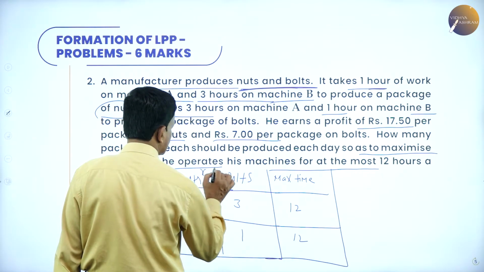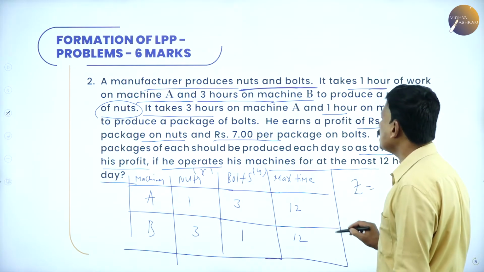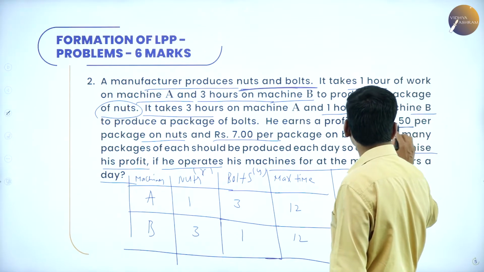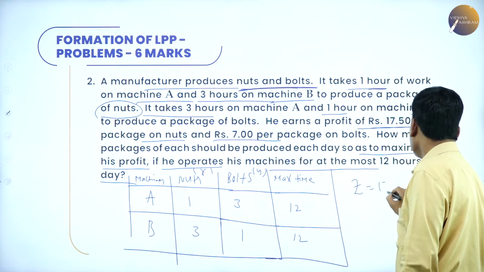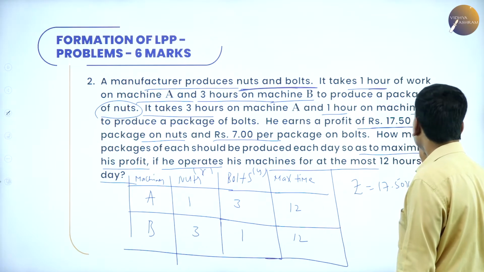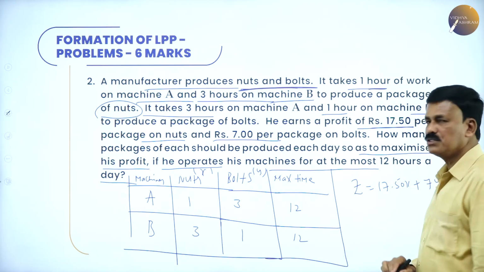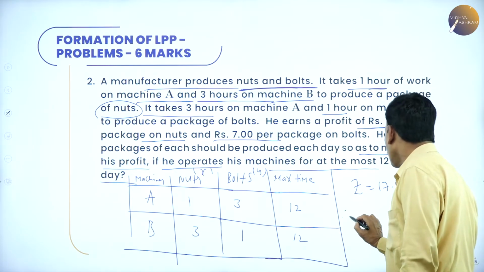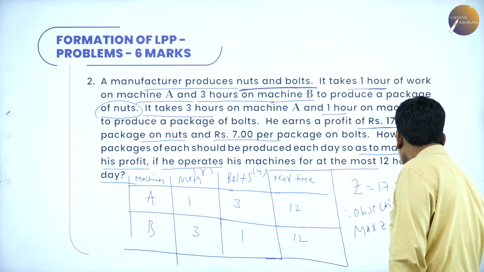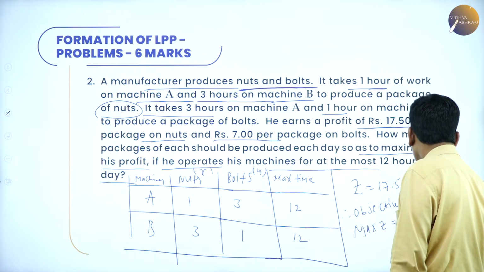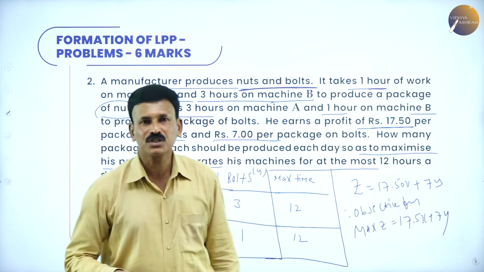If this is x and this is y, then the objective function is Z is equal to, he earns a profit of rupees 17.50 per package of nuts, 17.50x, and rupees 7 per package of bolts, 7y. So this is the objective. Therefore, the objective function is max Z is equal to 17.5x plus 7y. Okay, now let us formulate the LPP.